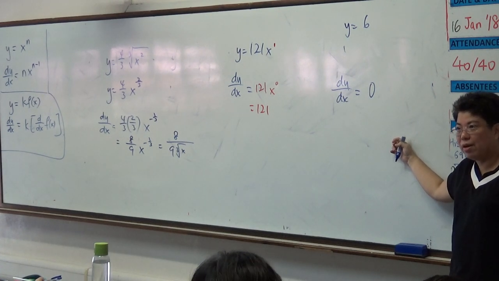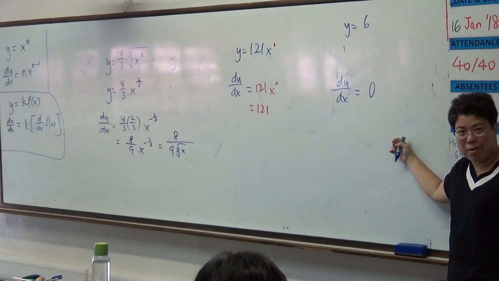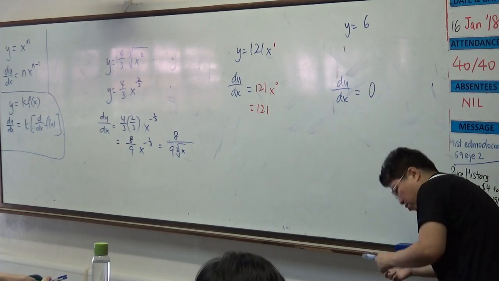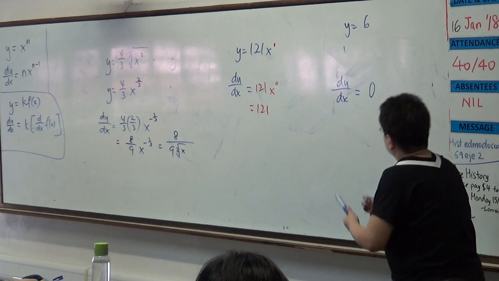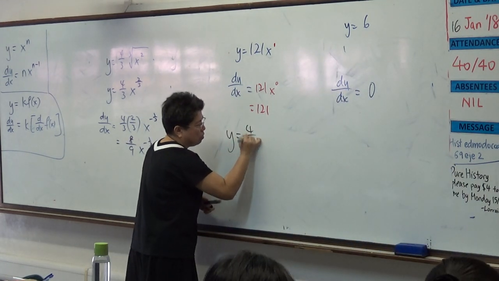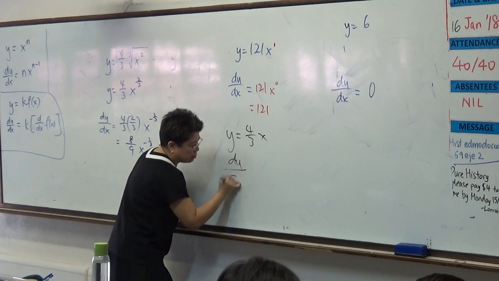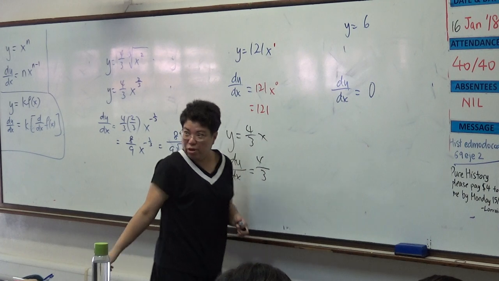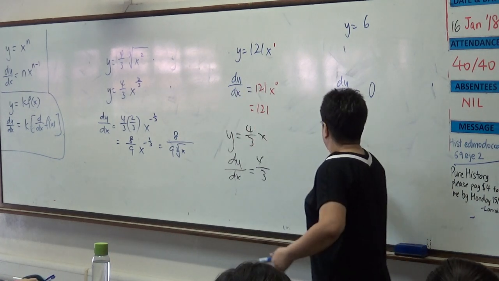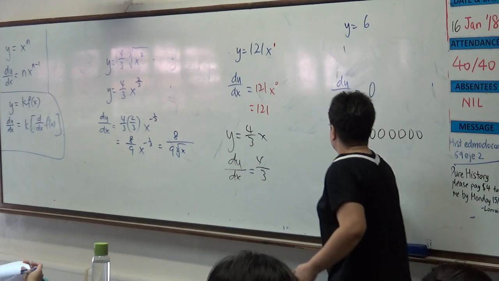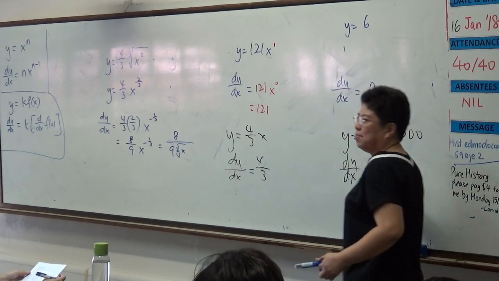Do you understand what I'm talking about? Yes or no? Okay, so I repeat. Let me just ask you, what is dy/dx when y equals 4/3 x? Straight away 4/3, right? Okay. When y equals 10 or 1 million, what is dy/dx? 0.